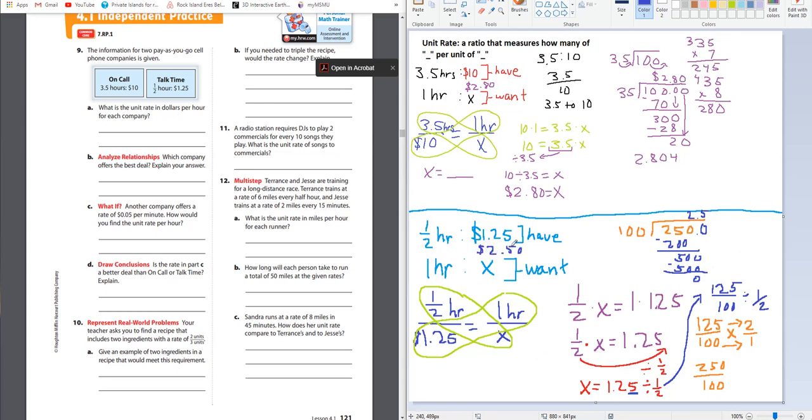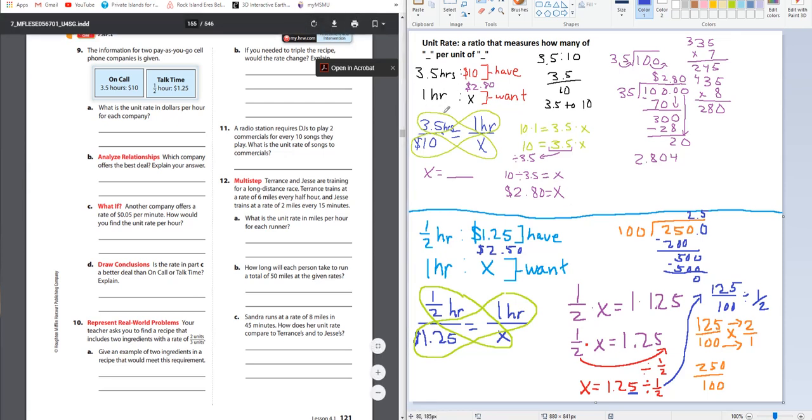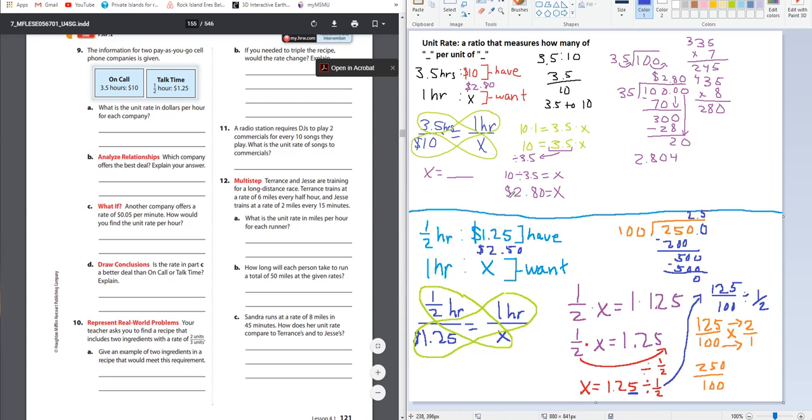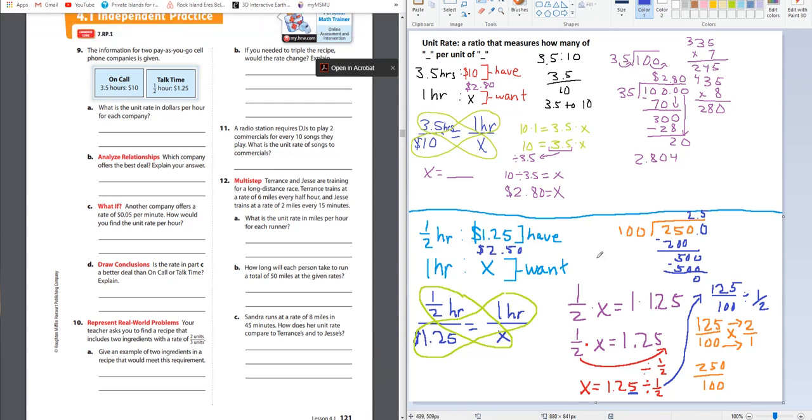$2.50. So now we know $1 for talk time is $2.50, and $1 for on-call 1 hour is $2.80. So we know that talk time is actually the better deal. So, which company offers the best deal? Explain your answer. Well, $2.50 is cheaper than $2.80, so talk time is better.